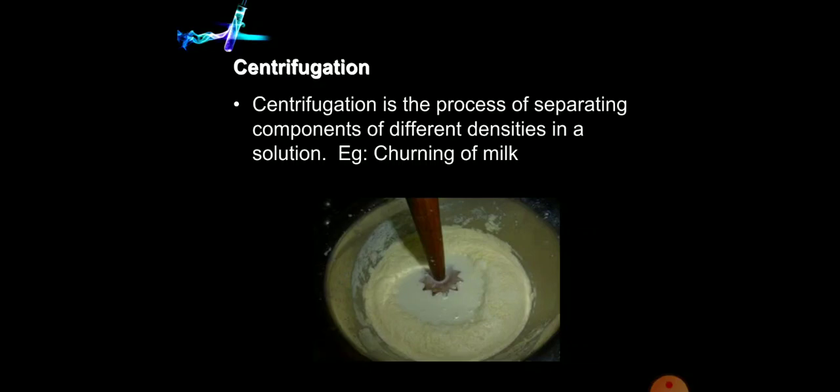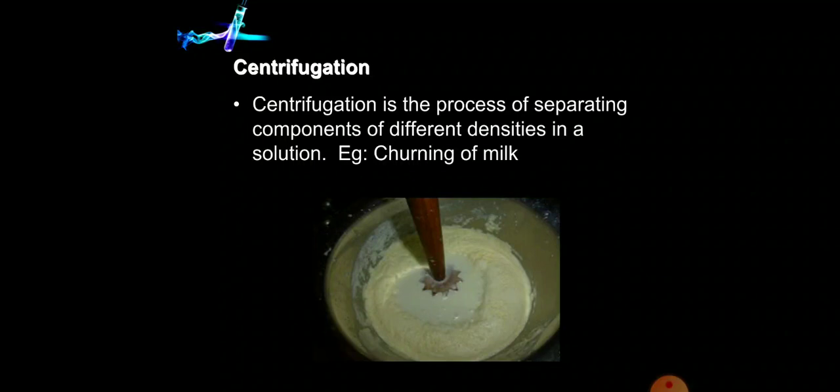Okay, our next method is the centrifugation method, which is very commonly used at our home. You might have seen your mother churning milk. Okay, she churns the milk to obtain two useful things. After churning of milk, we obtain buttermilk and butter. Both of them have different densities. One is thicker, the other is less thick. So both of them are separated by using the centrifugation method.